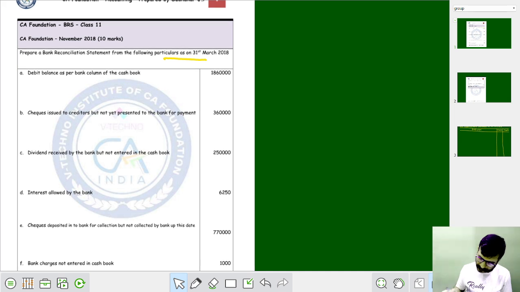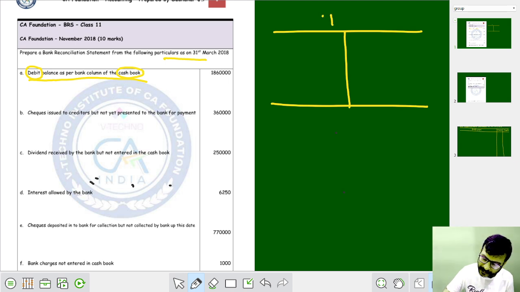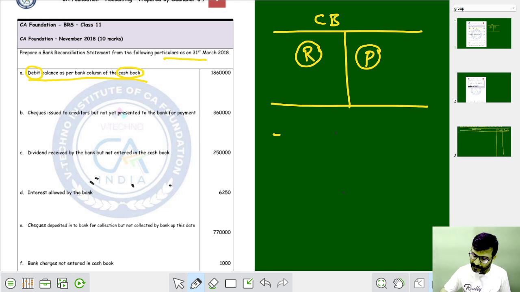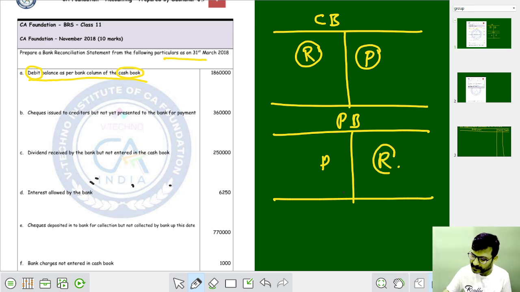Debit balance, what is it telling? Debit balance as per which book? Bank column of the cash book. What balance is it? Debit balance. Every time I tell you, whenever you start a problem on BRS, remember in the cash book, the debit side has receipts and payments will be on the credit side. In the passbook, payments are on the debit side and receipts are on the credit side.